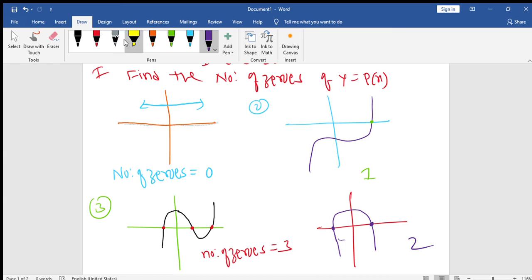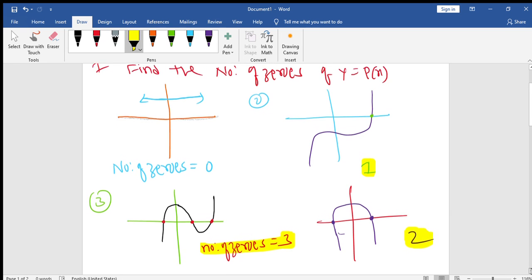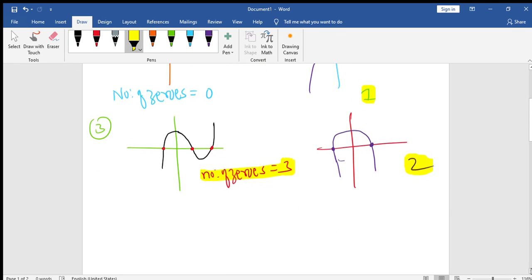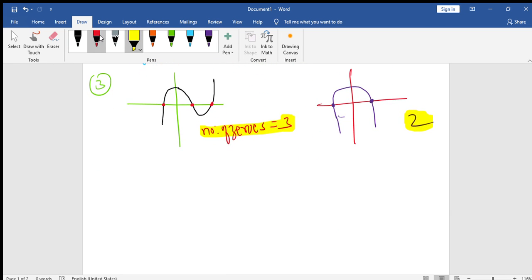See, if the number of zeros is 2, it is called quadratic. If the number of zeros is 3, then it is called cubic. If the number of zeros is 1, then it is called a linear polynomial. Like that we can even give the rest of the questions. I think those are easy. I think you can try.